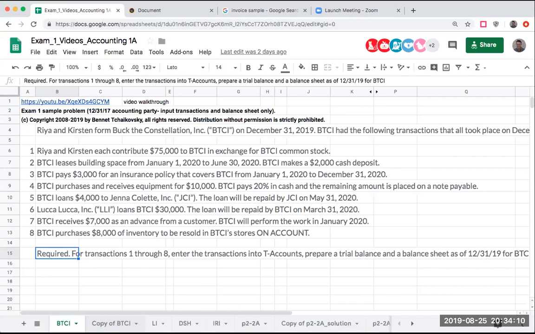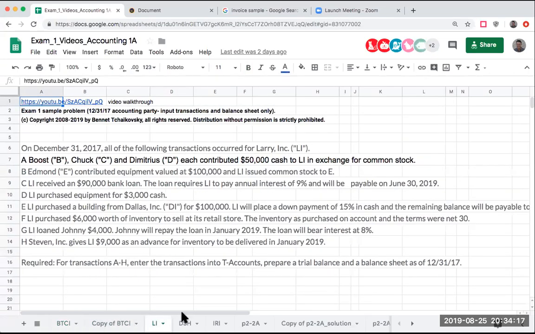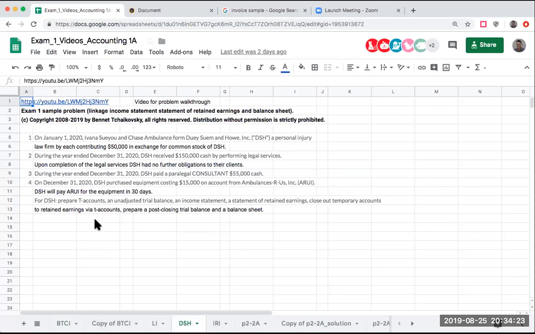But what I can do right now is walk you through BTCI. I could also walk you through Larry Inc. After we get through the balance sheet questions tonight, what I do want to do is introduce you to Duey, Suem, and Howe, because that introduces revenue and expenses.